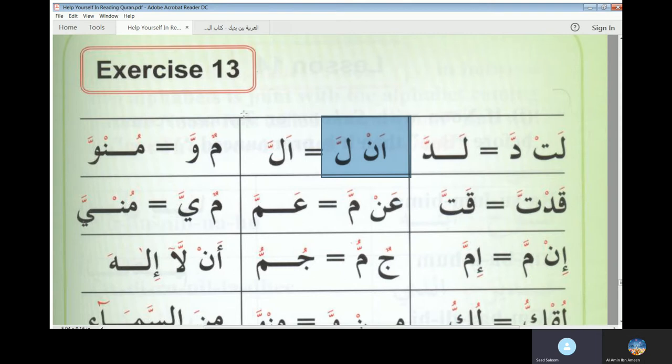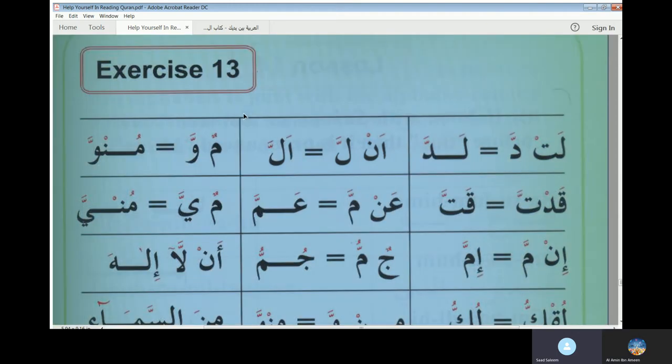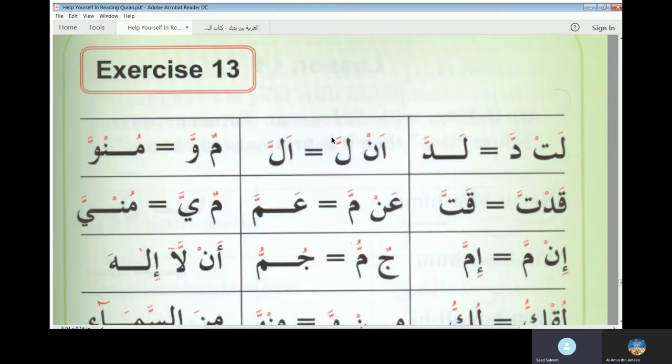And then, Allah. Look, when the shadda and sukoon come together, the alphabet with sukoon is omitted. Allah. Noon is ignored. Don't read noon. Allah. Yes, correct.